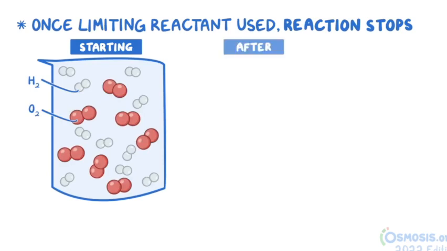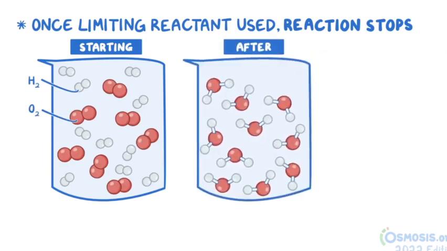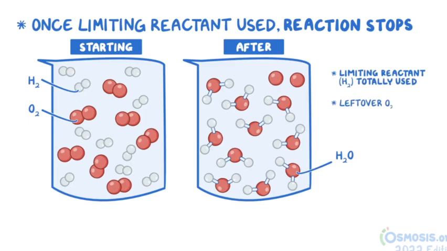Next, we can look at our molecules again after the reaction has taken place. If we count again, we see that we have 10 molecules of water, 0 molecules of hydrogen, and 2 remaining molecules of oxygen. So our limiting reactant, hydrogen, got totally used up. But we do have some leftover oxygen.